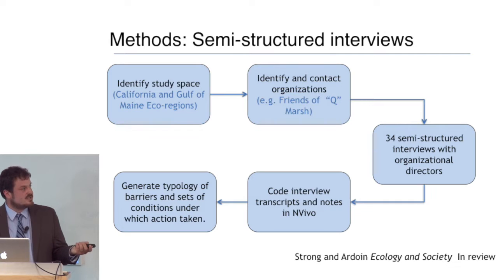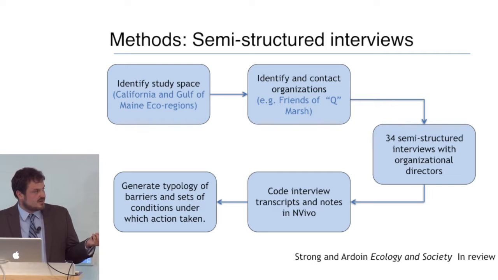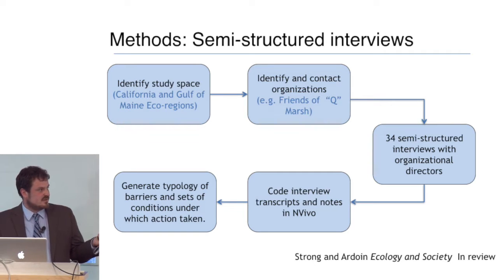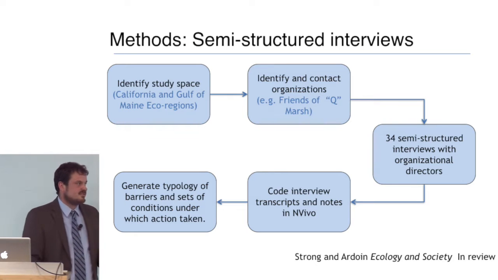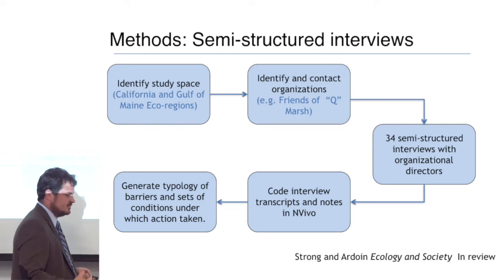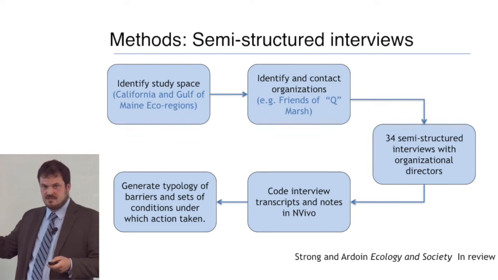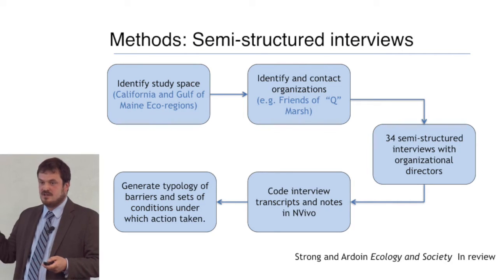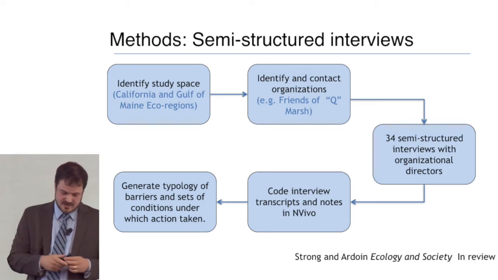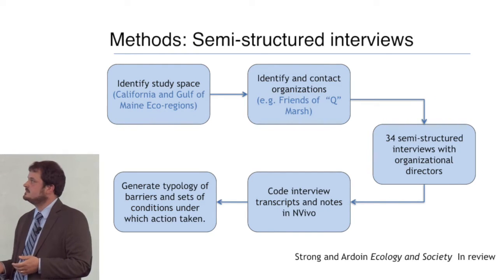I conducted my interviews and coded them, and what I used was a modified grounded theory method, which is sort of an iterative form of categorization, to develop a typology of the barriers and sets of conditions under which these organizations are taking action on this idea of blue carbon. Right? And so what I'm going to do now is walk you through the results from this and show you the 5 different kinds of barriers that I identified, and give you example quotations from the data in my interviews to illustrate what I mean by this.